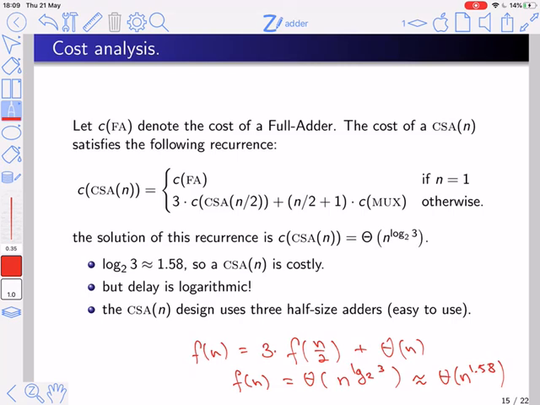Okay, so this is much more expensive than the linear cost that we had in the ripple carry adder, but the delay is logarithmic, and it's very easy to design because you build a CSA n simply by taking 3 half-size adders and a row of muxes.